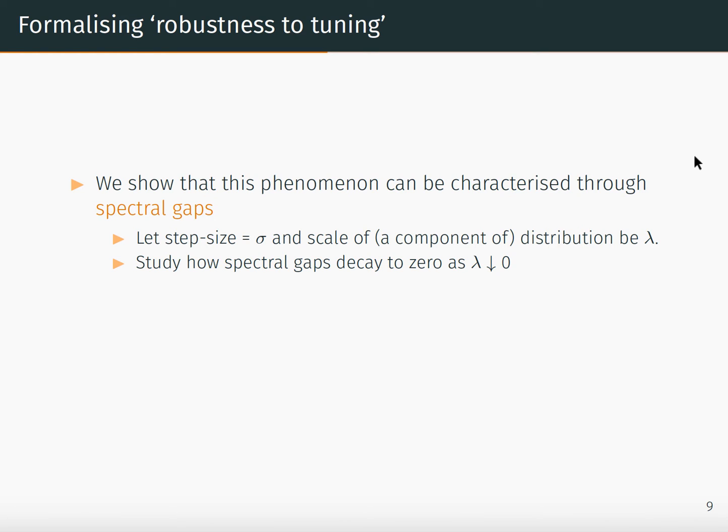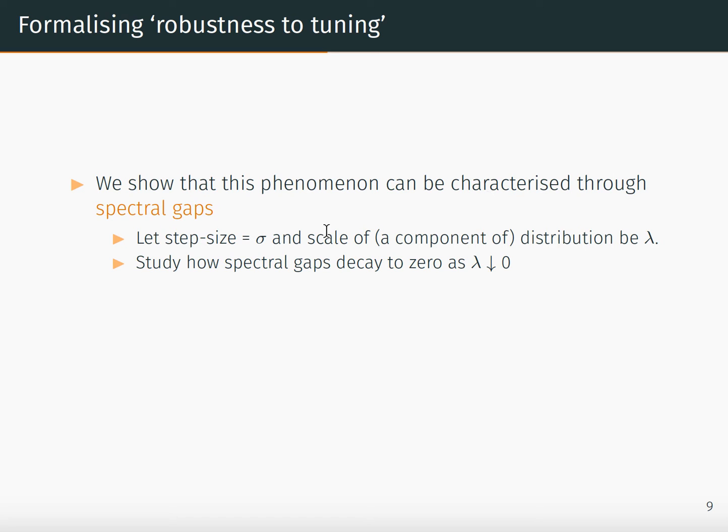So how do we study this phenomenon mathematically? Well, what we're going to do is try and characterize it through the spectral gap of the Markov chain. For those of you that are not familiar, I'll talk about it more on the next slide, but essentially it's a measure of performance, and bigger is better. A bigger spectral gap is better.